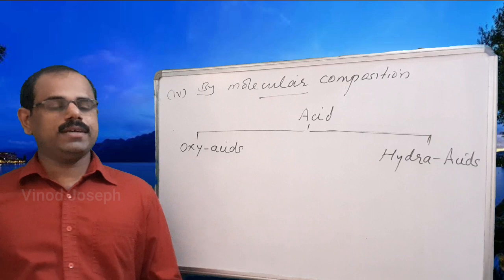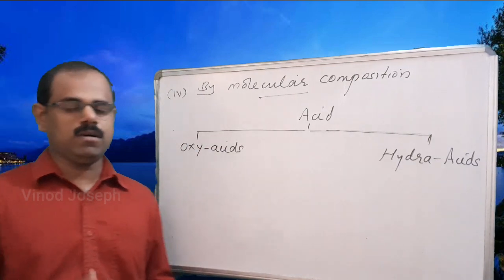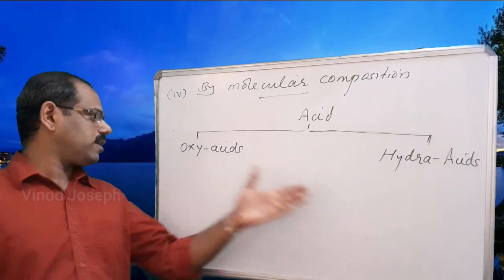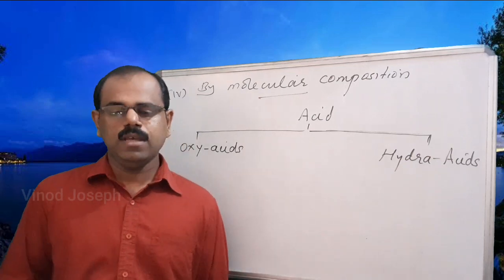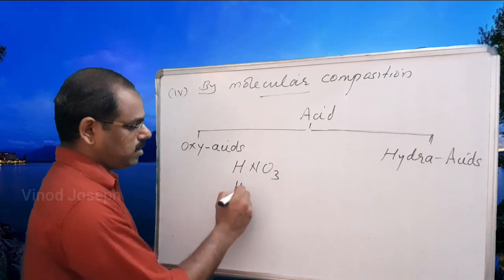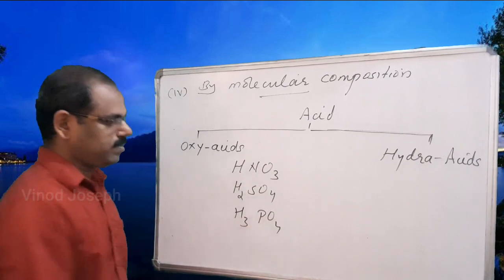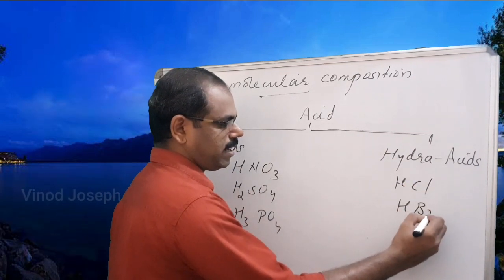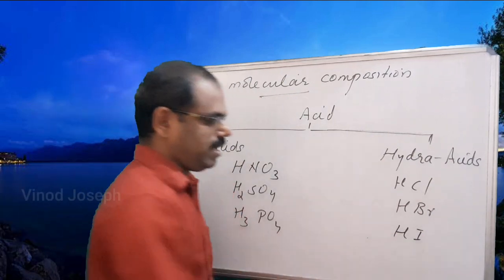Now the fourth category is that acids can be classified by their molecular arrangement, or what elements are present in an acid. So we have two types. One is called oxyacids and the second one is called hydracids. See this example: HNO3, H2SO4, H3PO4. And here you see another example: HCl, HBr, hydrogen bromide, or hydrogen iodide, HI.